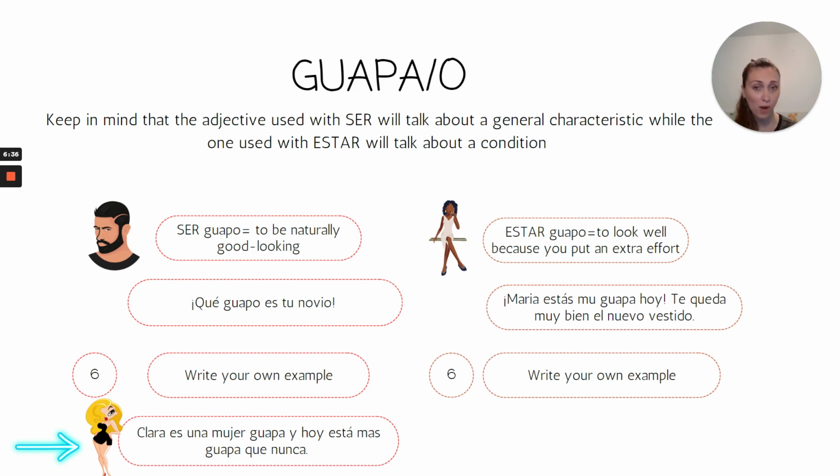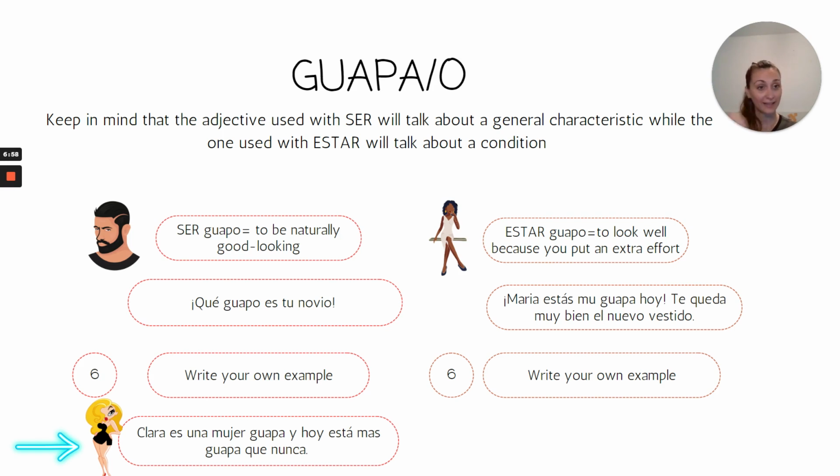Now, ser guapo, it's to be naturally good looking, okay? Qué guapo es tu novio. Estar guapo, it's to look well because you put in extra effort, okay? María, estás muy guapa hoy, te queda muy bien el nuevo vestido.